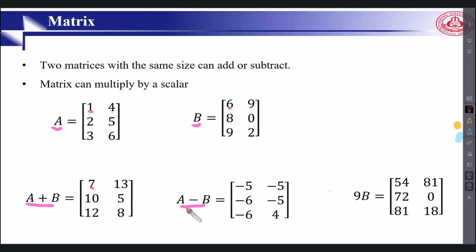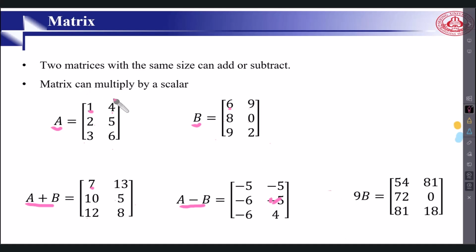We can do subtraction, which means A minus B. So 1 minus 6 is minus 5. 4 minus 9 is minus 5. 2 minus 8 is minus 6. 5 minus 0, it should be 5. Then 3 minus 9, and 6 minus 2 is 4.